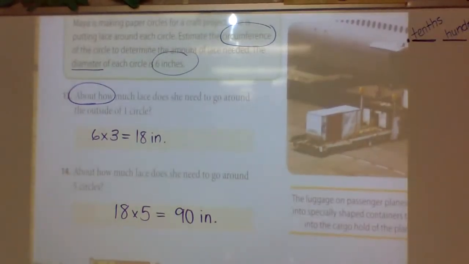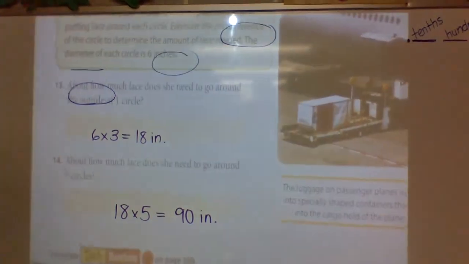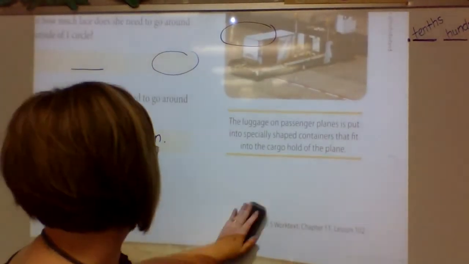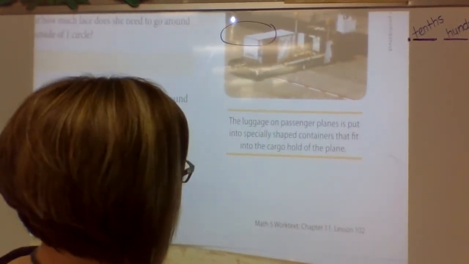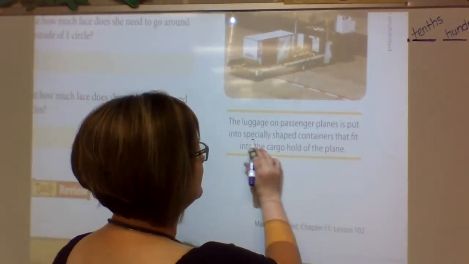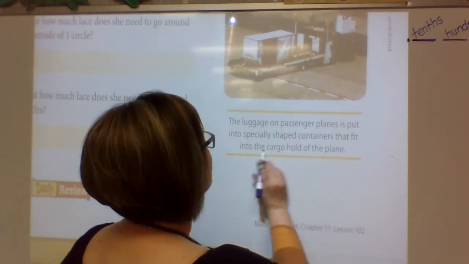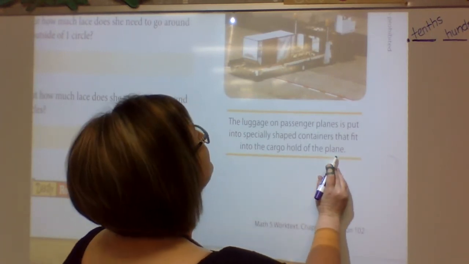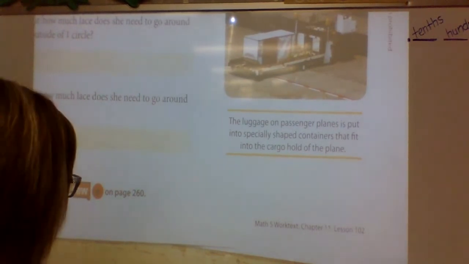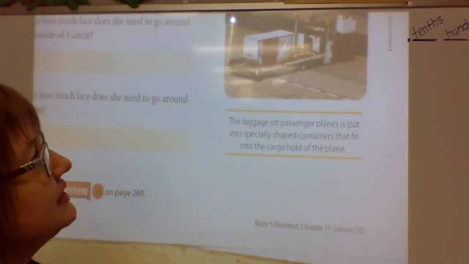All right, then it says, this whole book has things to do, as you probably noticed, with air, being a pilot. And so this is just a fun little fact. The luggage on passenger planes is put into specially shaped containers that fit into the cargo hold of the plane. So they make it exactly the right shape, I guess, so they can get all of it in there in the little shape that's in there.